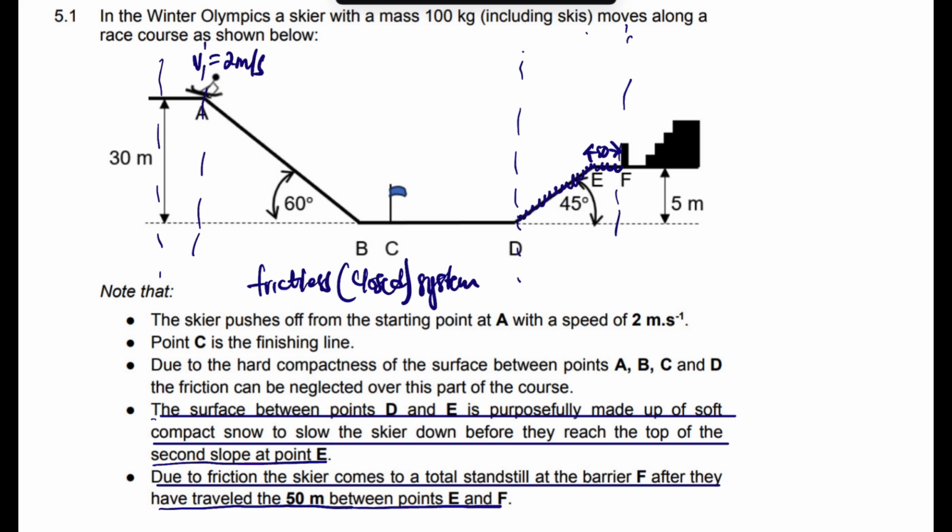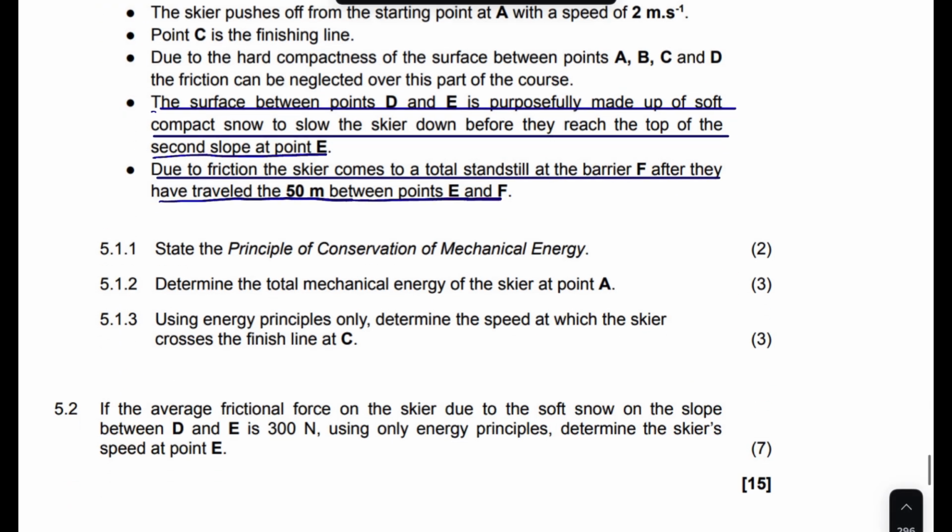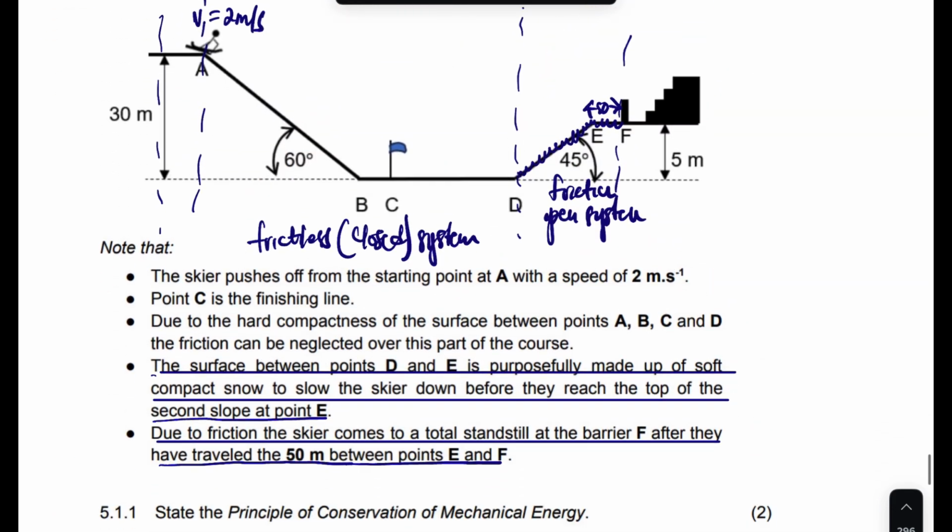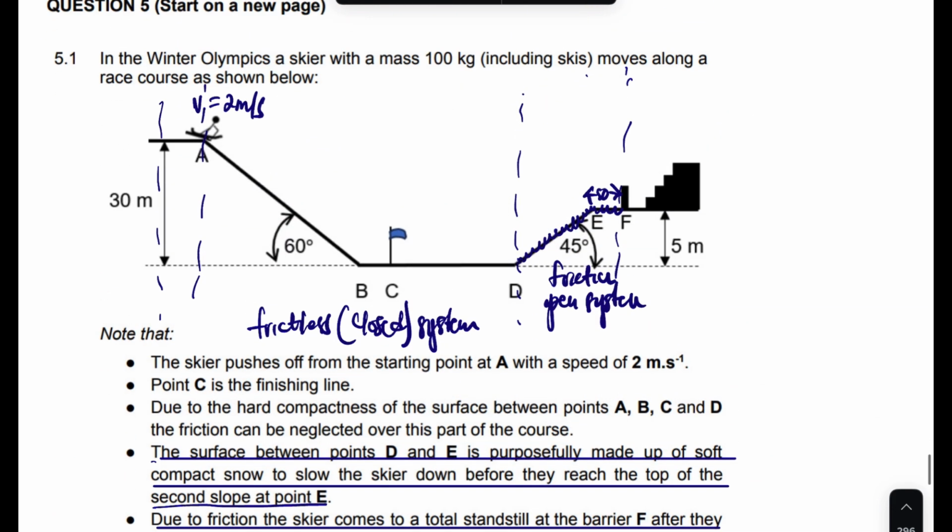So from D to F, it's an open system because there's a friction there. I hope I make sense. Guys, since this is a closed system, that means the mechanical energy here is conserved. That means the mechanical energy at point A is equal to the mechanical energy at point C. The mechanical energy at B is equal to the mechanical energy at C and also at D.